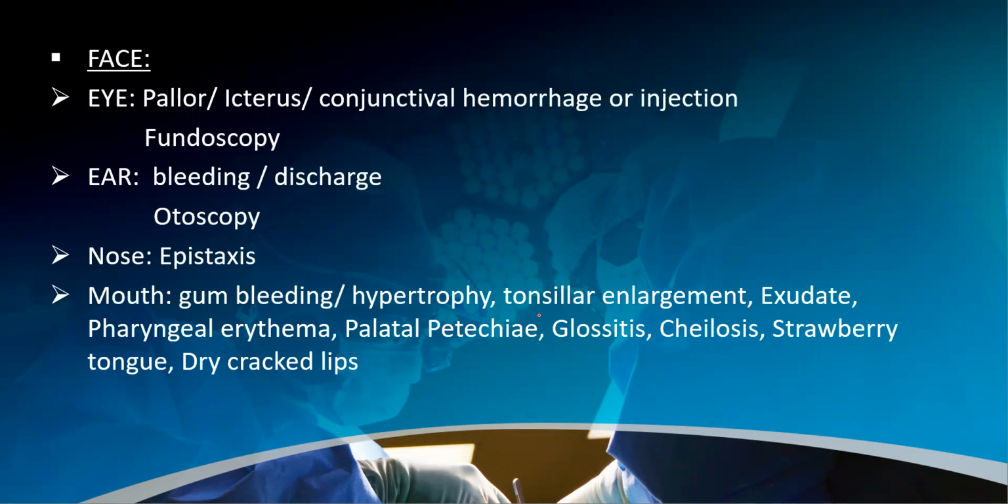I'm looking into the ear for any bleeding and discharge. And also, again, with the consent of the parents, I would like to use the otoscopy to look into the ear for any bleeding that I cannot see with the naked eye. I'm looking into the nose for any epistaxis. In the mouth, I'm looking for gum bleeding, hypertrophy, any tonsillar enlargement, exudates, pharyngeal erythema, palatal petechiae, glossitis, cheilosis, strawberry tongue, and any dry cracked lips.